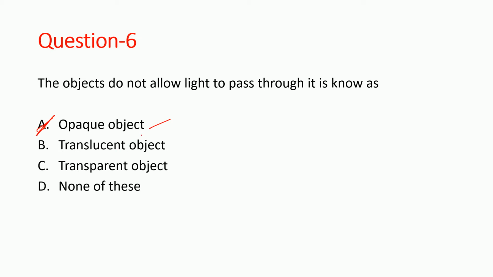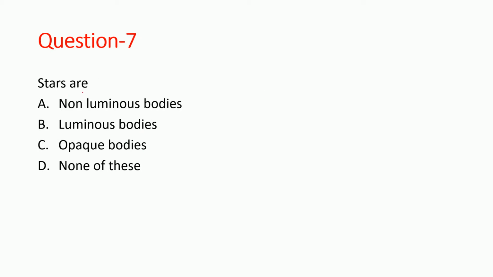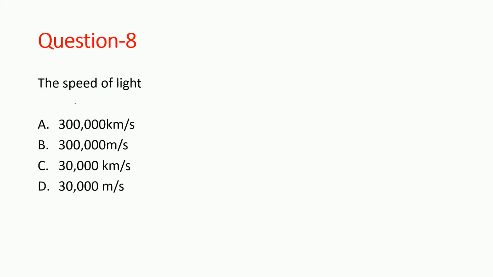So coming to the next, stars. As I said in the previous slides, the sun is a luminous body which can generate light on its own. Even stars are luminous bodies. By their own, they can emit light. So option B is correct. These two options are wrong.